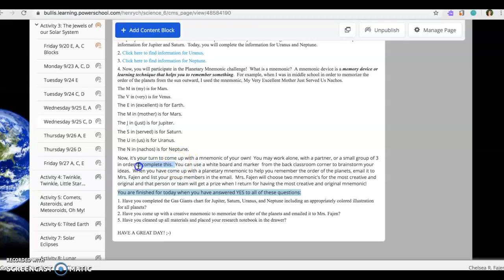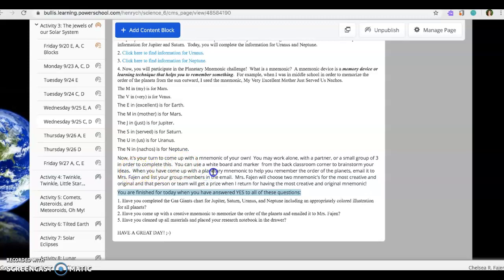I've told you here that you can use a whiteboard and a marker from the classroom to brainstorm your ideas. If you look in the back corner of the classroom by my NASA suit and by our star wall, you will see some whiteboards and some markers. And I would start by listing the first letters, such as M, V, E, M, J, S, U, N, to play around with words you can attach to those letters to eventually form a semi-logical sentence from those starting points.